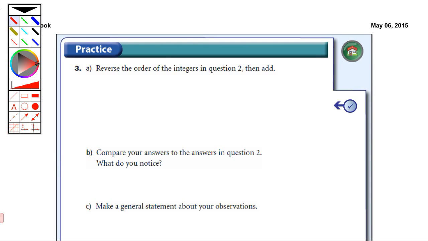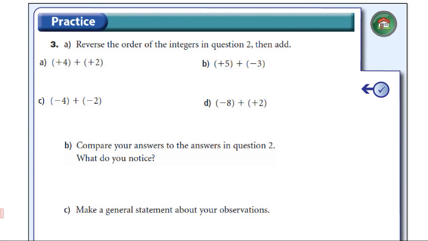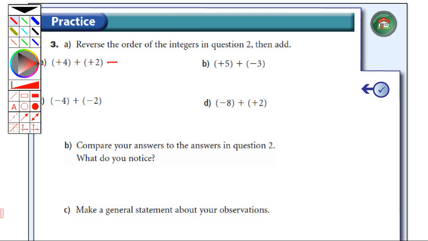Reverse the order of the integers in question 2, then add. So we had plus 4 plus 2, so we're going to change that to plus 2 plus 4, which is going to give us essentially 2 plus 4, which will be plus 6. So the answer should stay the same, I believe.